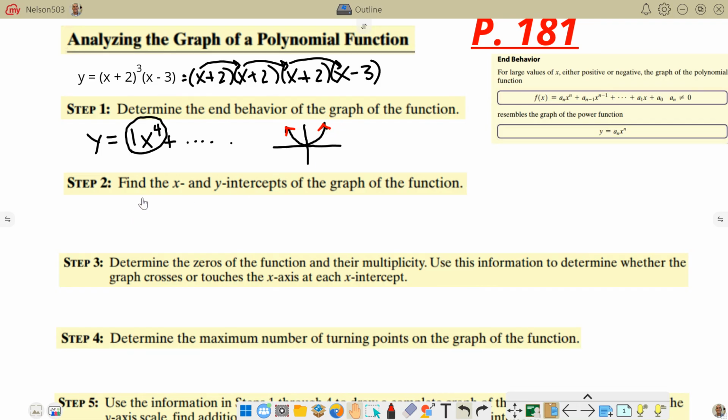Okay, now it says find the x and y intercepts of the graph. Boy, when it's in factored form, man, x-intercepts, super easy. Okay, so x-intercepts are where the factors equal 0. So like where x plus 2 equals 0, you move the 2 to the other side by subtraction, you get negative 2. It's where x minus 3 equals 0. You move the 3 to the other side and you got x equals 3. These are my two x-intercepts.